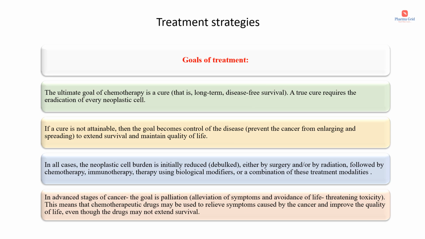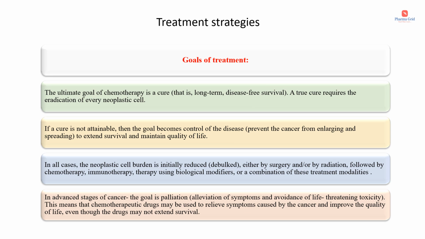Goals of treatment. The ultimate goal of chemotherapy is a cure, that is, long-term disease-free survival. A true cure requires the eradication of every neoplastic cell. If a cure is not attainable, then the goal becomes control of the disease, in the sense of preventing the cancer from enlarging and spreading, to extend survival and maintain quality of life of the patient.